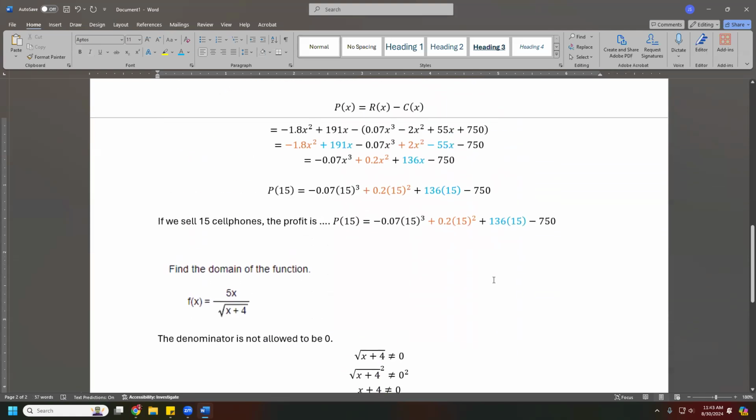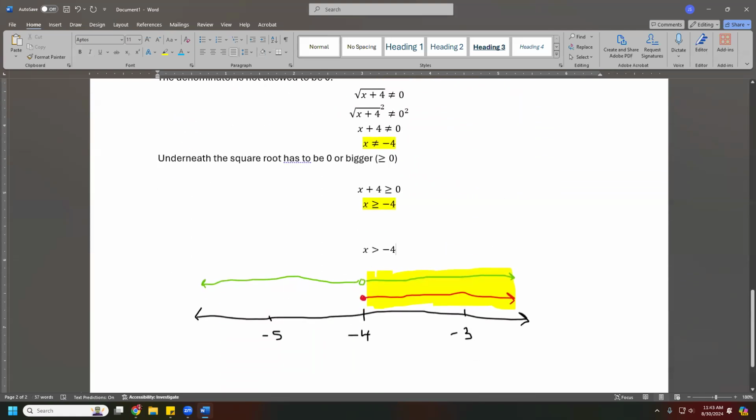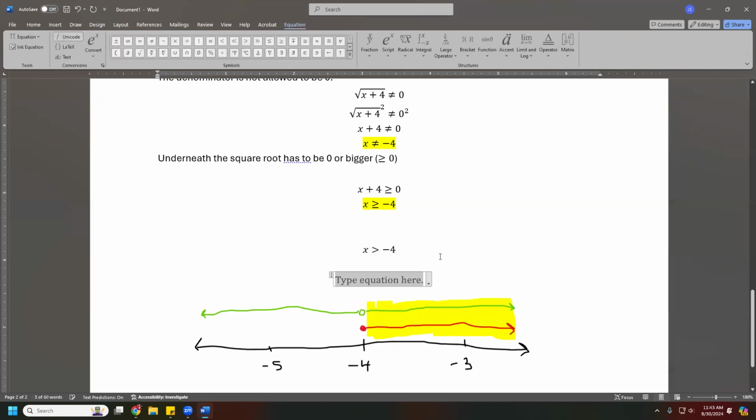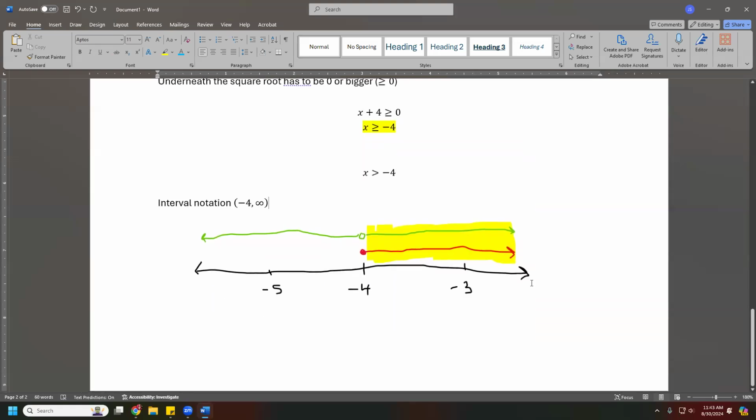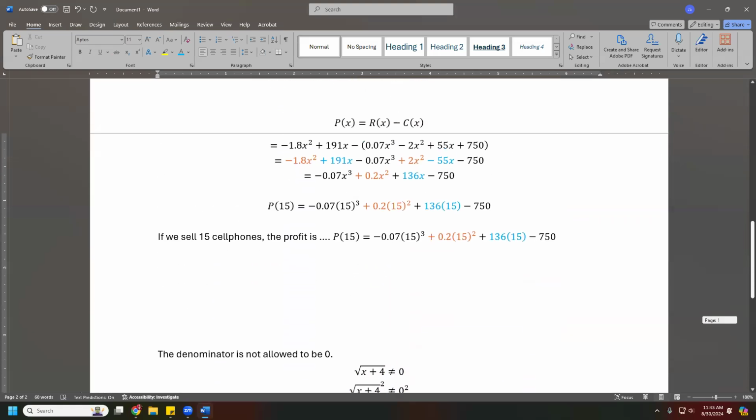I think the question wants you to write this in interval notation, though. So this would be inequality notation. Interval notation would be, oh, I'm so sorry, this is not correct. That would be -4, infinity, like that. We do not include the value of -4, so it should be like this. This is for interval notation. Okay, and this is how you do all 3 of those problems.